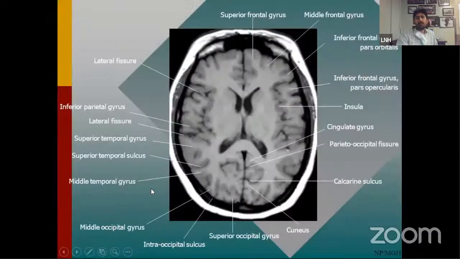This is an MRI brain, axial view, and we can appreciate this is the parieto-occipital sulcus, and this is the calcarine sulcus, and this part of the occipital lobe forms the cuneus, which is situated above the calcarine sulcus. And here we can also appreciate the superior occipital gyrus and the middle occipital gyrus.